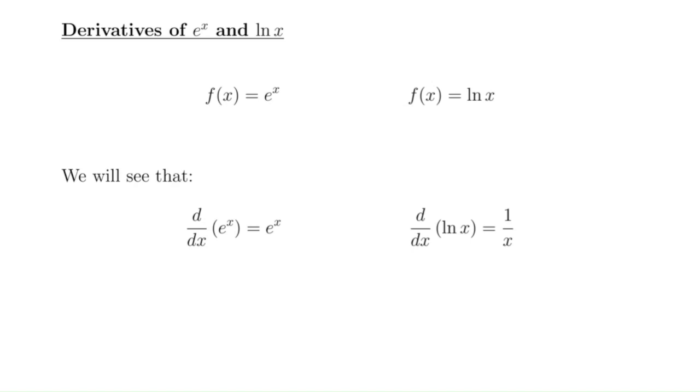We're going to talk about the derivatives of the functions e to the x and natural log of x. Now, let me just tell you right at the beginning here that the derivative of e to the x is going to turn out to just be e to the x. And the derivative of natural log of x is 1 over x. So what do these formulas mean and where do they come from? We're going to talk about that in this video.